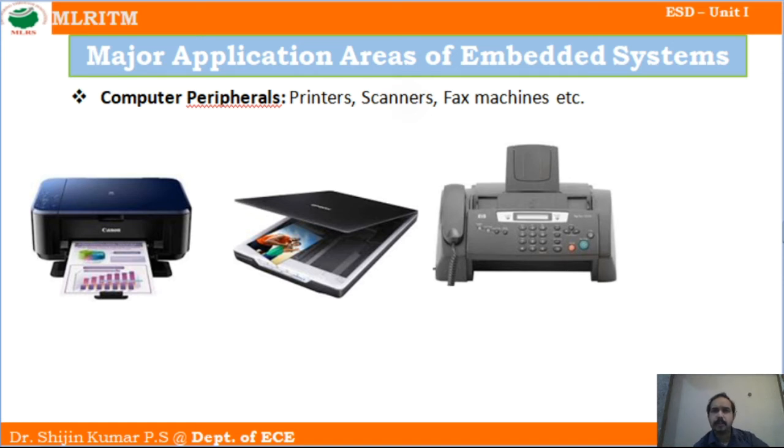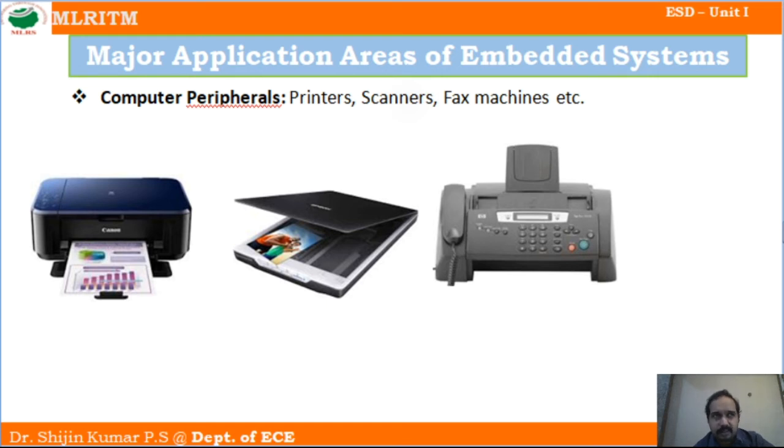Next is computer peripherals. What are computer peripherals? Anything we are connecting to a computer is called a computer peripheral. For example, a printer. Is a printer an embedded system? Of course, yes. It will receive the data from the computer and print it on paper. There are two types of printers: inkjet printers and laser printers.